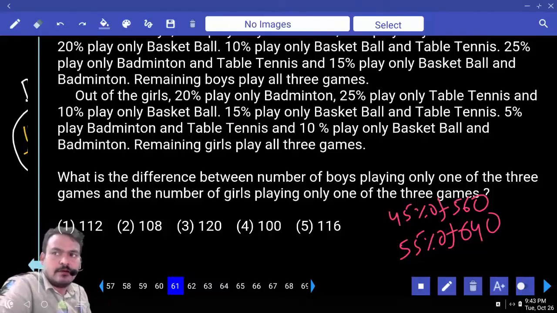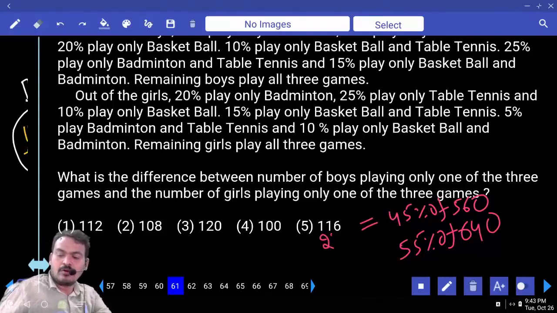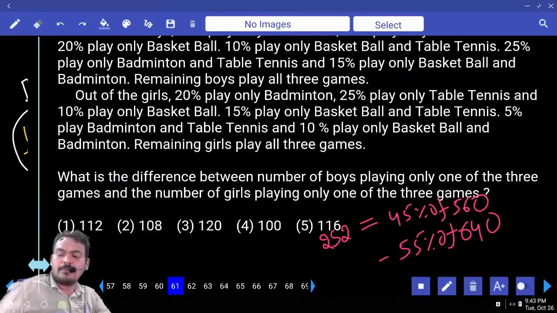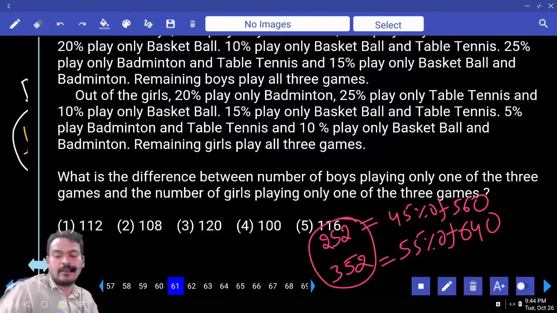What is the 45% of 560? 50% minus 5%. What is the 50% of 560? 280. 5% value 28. 280 minus 28 is 252 or not? Next, 55% of which value? 640. Means 50% plus 5%. What is the 50% value? 320. 5% is 32. Total it will be 320 plus 32, 352 or not? We require the difference between these two values. How much is the difference? 100 or not?